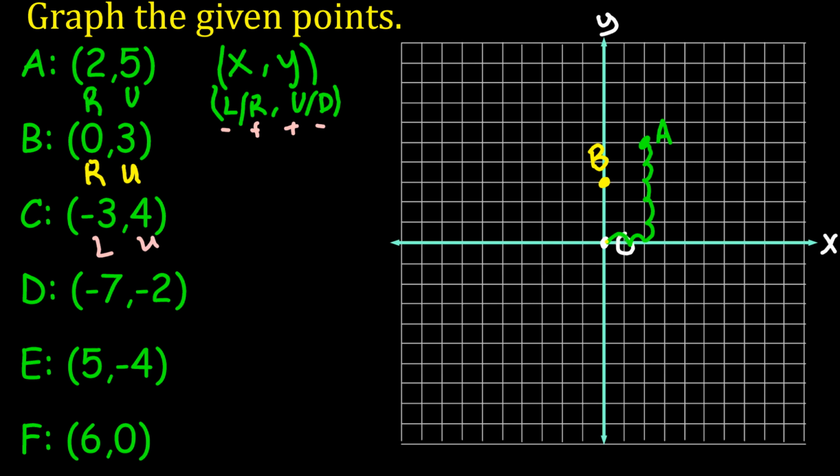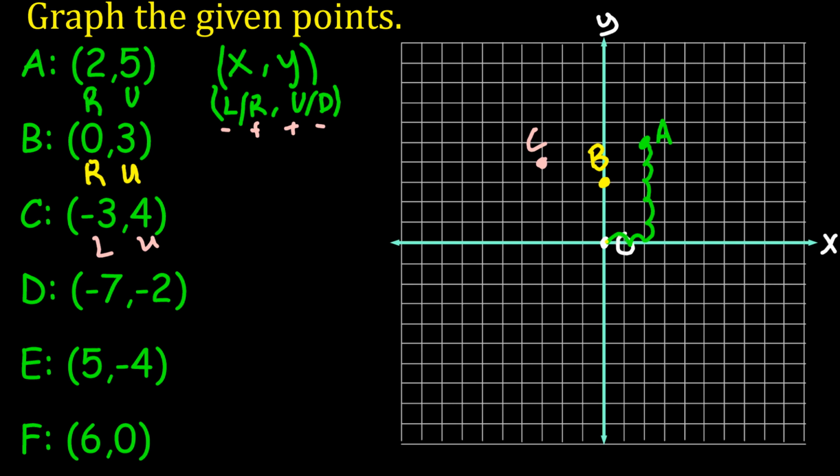So we go -3, we're going to start at the origin. We're going to go back 3, 1, 2, 3, and then up 4, 1, 2, 3, 4. So there's my next point. I'll call that one C. If you notice, I went back 3, and then up 4. I'm going to get rid of those swirls just so they're not in my way for graphing the other points. We'll just leave the one on A so you can see that.